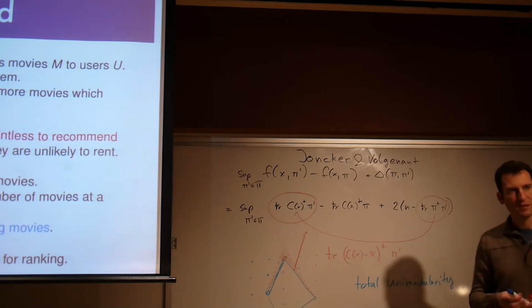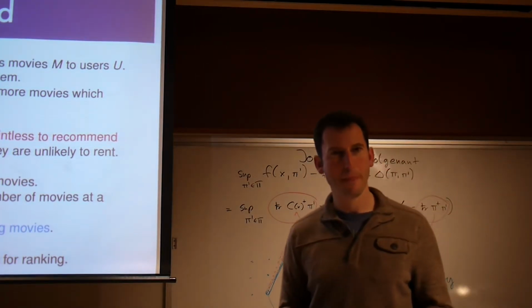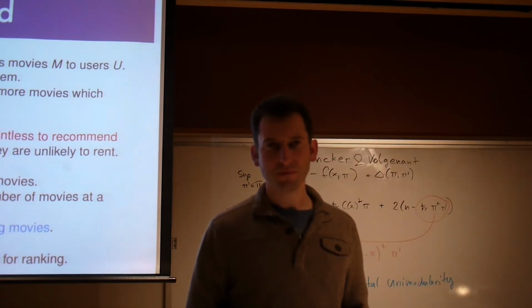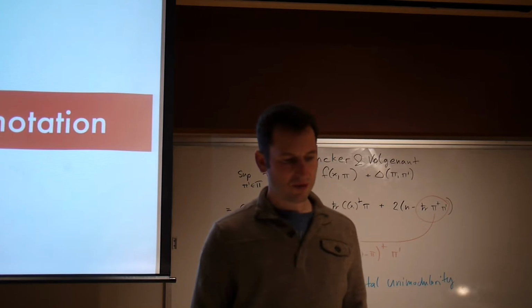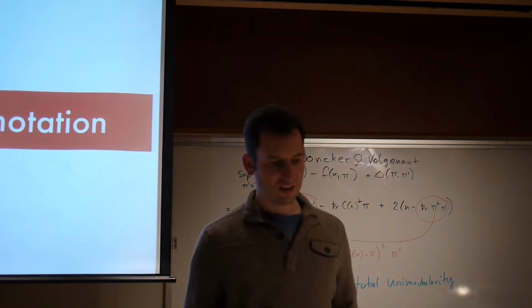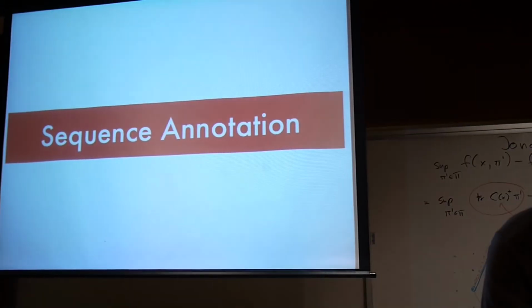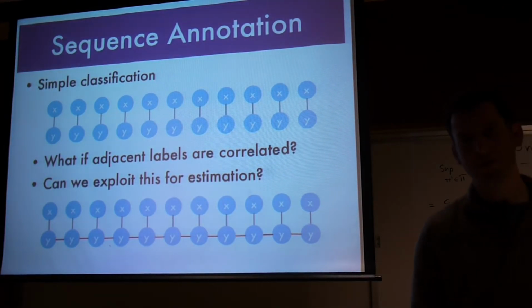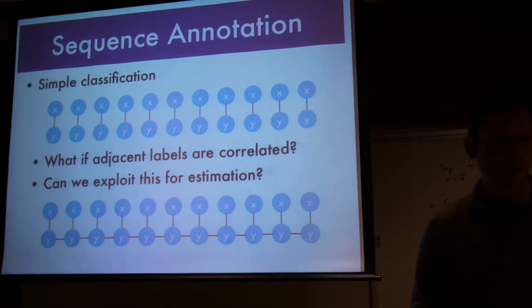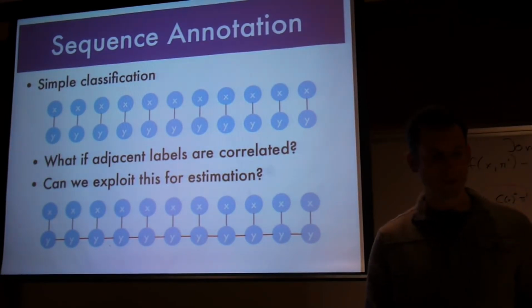Okay. Any other questions? Good. Now let's move on to sequence annotation. So, let's first look at the simple classification problem. So I have lots of x and y pairs, and I want to estimate the y's given the x's, and that's just fine, right? But now what if these y's were actually correlated?